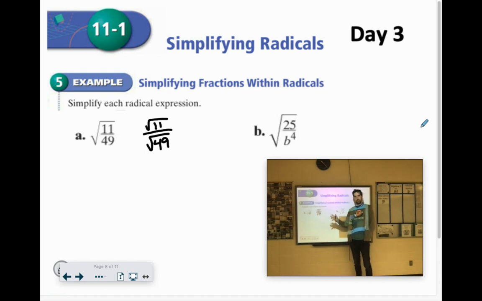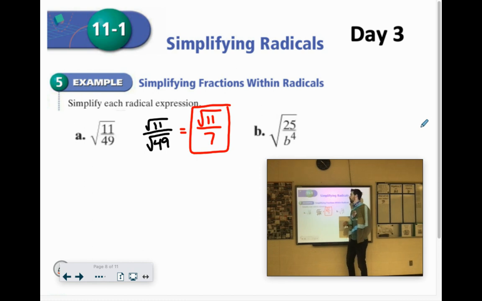These are equivalent. They're the same. They're equal. So they're interchangeable. So I would recommend maybe splitting them on this one and then thinking about your perfect squares. Now 49 is a perfect square, so the square root of 49 is 7. 11 does not have any perfect squares, so you can't break it down any further. So this would be your final answer.